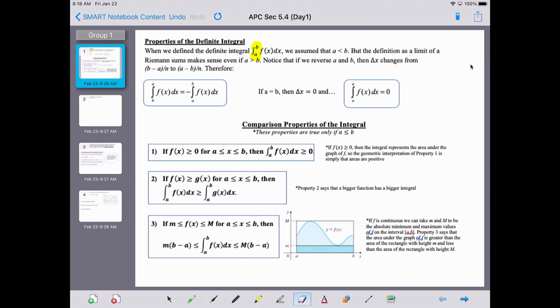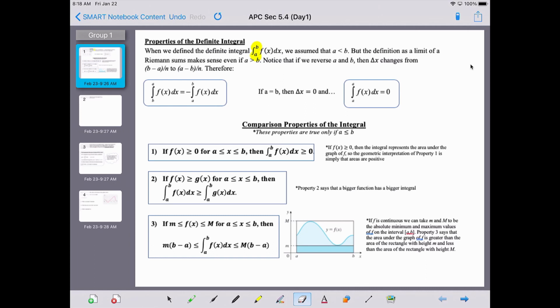And up to this point, we have always assumed that our a value is less than our b value as we go across our graph from left to right. But the definition as a limit of a Riemann sum makes sense even if that's not true, even if our a value is greater than our b value.